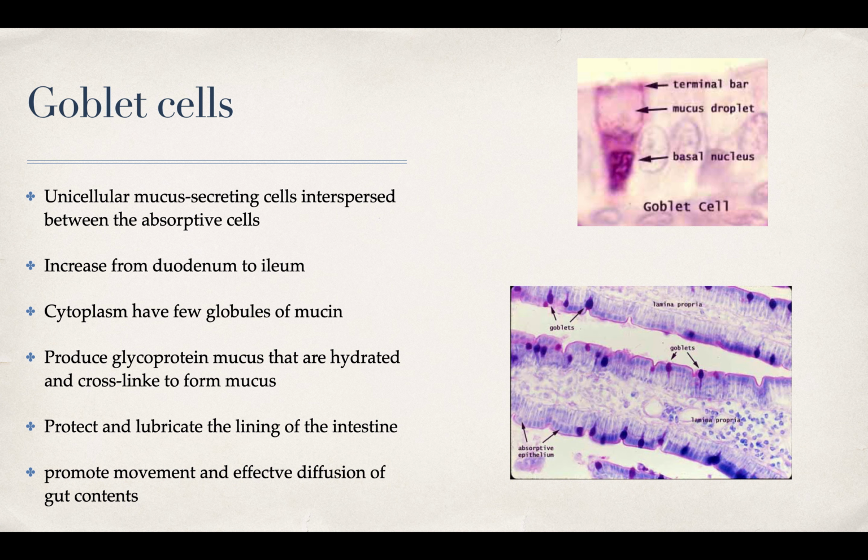So goblet cells are unicellular mucus-secreting cells. They lie between the absorption cells, and they get more numerous as you go towards the ileum. The cytoplasm has a lot of mucin, and the glycoprotein is going to be hydrated and cross-linked to form the mucus, and that will be secreted by the goblet cells to protect and lubricate the lumen, along with moving food down. So here are the goblet cells. They're pretty superficial.